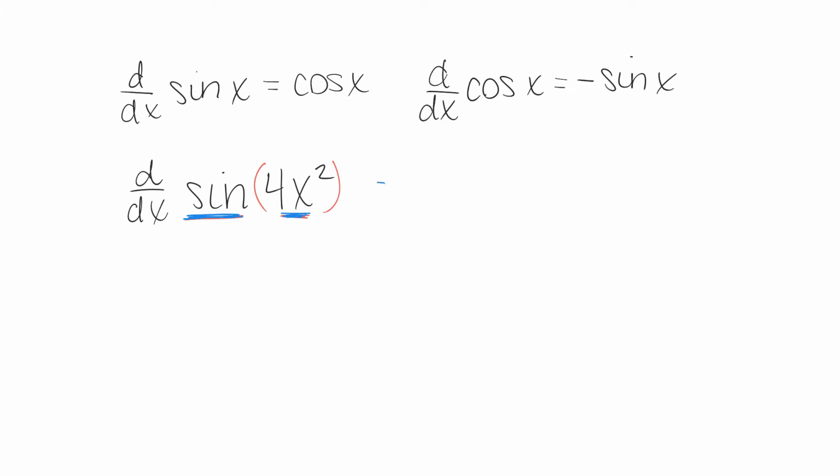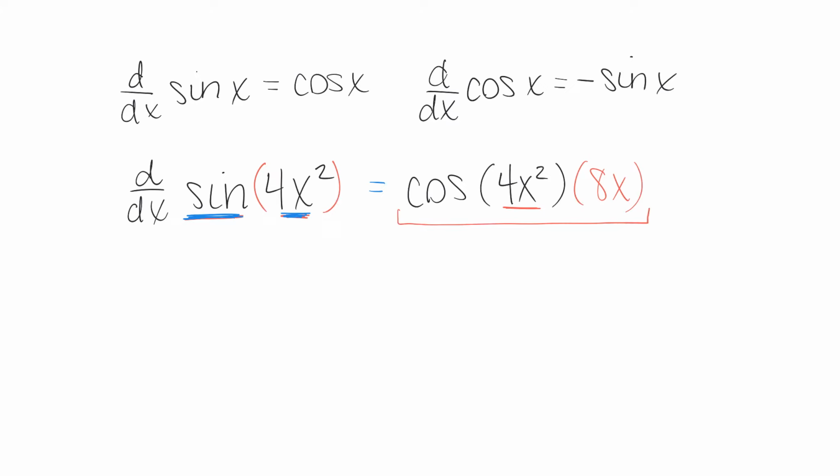So what is the derivative of sine of something? Well, the derivative of sine something is cosine of something, and that something is 4x squared. Now we need to multiply by the derivative of 4x squared, and the derivative of 4x squared is 8x. All right, so here's our derivative. Cosine 4x squared times 8x.